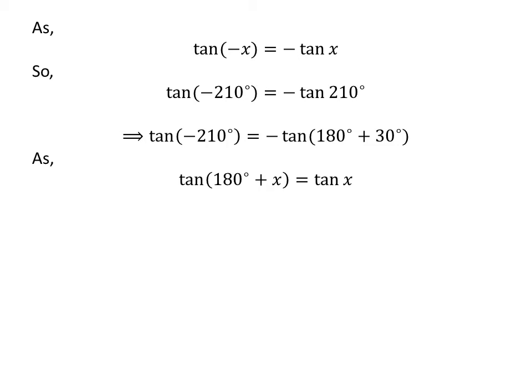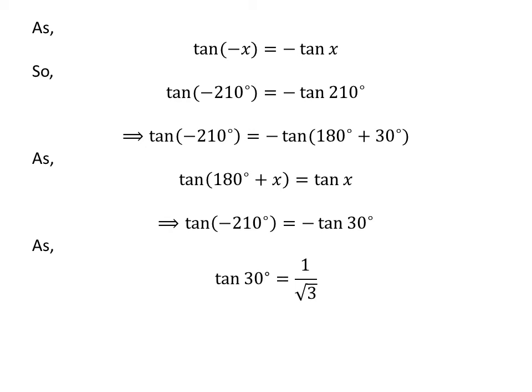As we know, the trigonometry identity tangent of 180 degree plus x is equal to tangent of x. The video explaining how to derive this identity is appearing in the upper right corner. Also, the URL address of the video has been mentioned in the description section. Let us apply the above identity for tangent of 180 degree plus 30 degree. Here x is 30 degree. So tangent of minus 210 degree is equal to minus tangent of 30 degree.